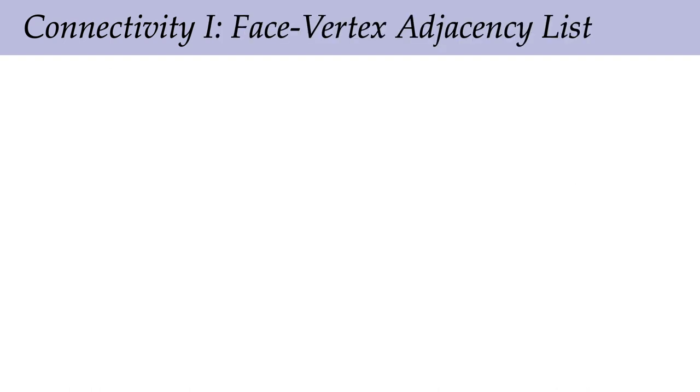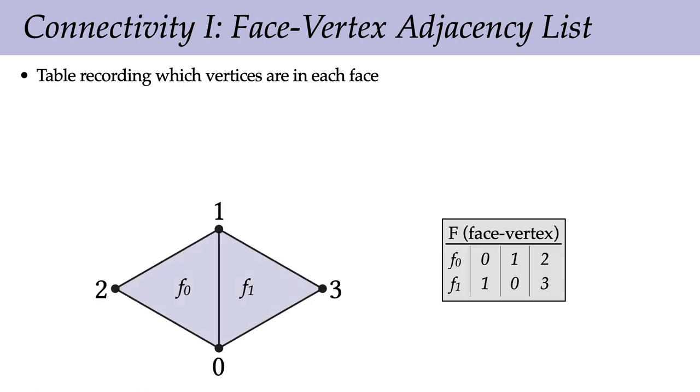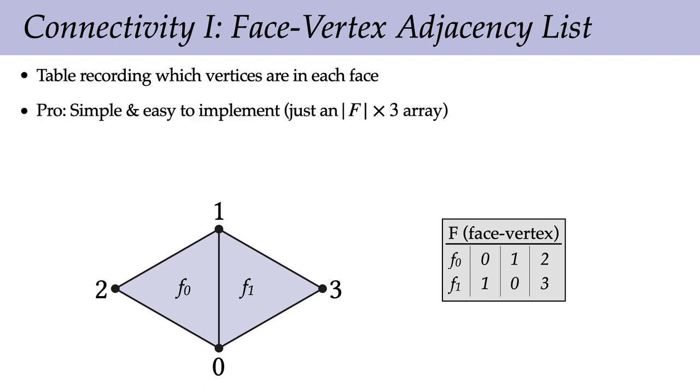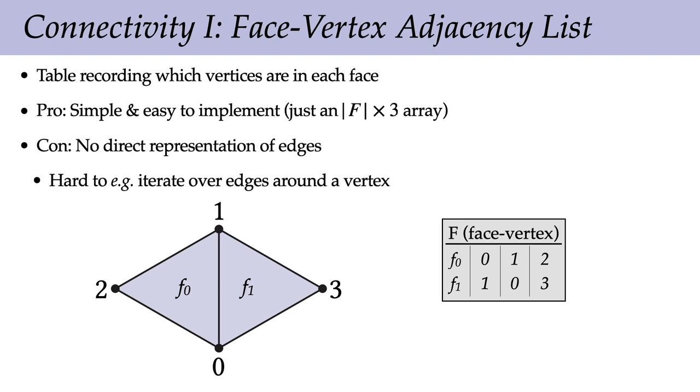One simple data structure for representing a triangulation is the face-vertex adjacency list. This is just a table where each row corresponds to a face, and its entries give the face's vertices. For example, in this simple mesh, face 0 is comprised of vertices 0, 1, and 2, and face 1 is comprised of vertices 1, 0, and 3. This representation is quite popular since it's super simple and easy to implement. You just need an F by 3 array. However, using only this array can be quite unwieldy. For example, it has no direct representation of edges, so it's hard to loop over all edges incident on a particular vertex, or even just loop over the three faces neighboring a given face.